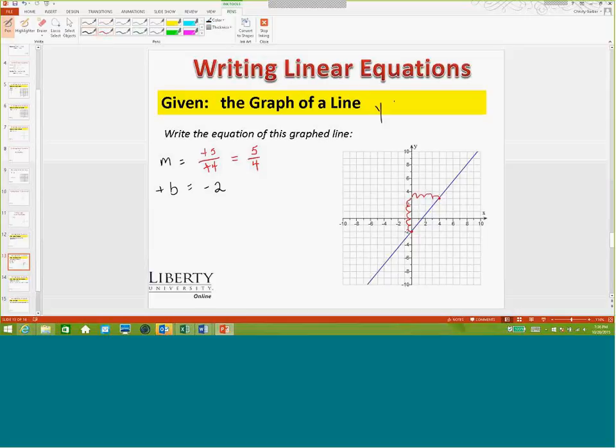Now that we know the slope and y-intercept, we just plug those values into our formula for slope-intercept form. And here's our slope, 5/4 x, and the y-intercept, where it crosses the y-axis, at -2. Okay, that's the equation for this graphed line.